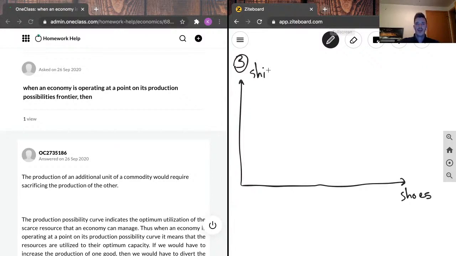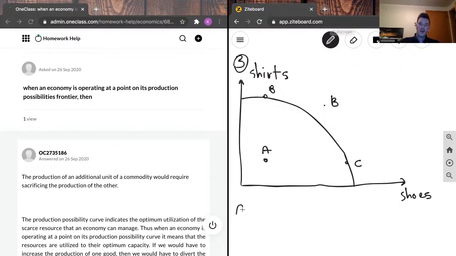Really was better off going with good 1 and good 2 at this point. But so a production possibilities frontier is always going to be bowed outward, like so. And there are 3 sort of potential points on a production possibilities frontier. Inside the arc, on the arc, or outside the arc.